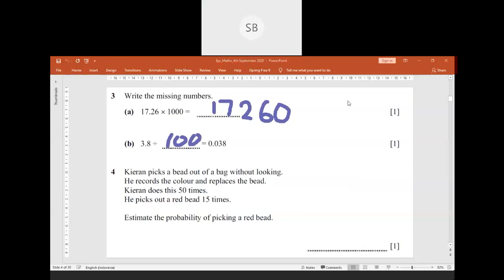No, teacher. Okay, let us move to question 4. In question 4 here, we have some beads in a bag, and we already have how many times he got red, and how many times he tried to take out a bead. So what is the probability of getting red? Chor, can you explain?